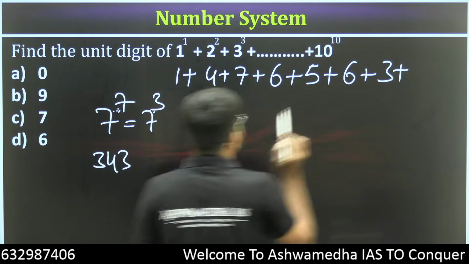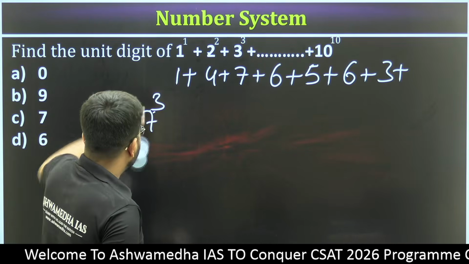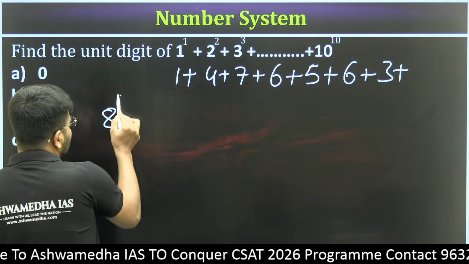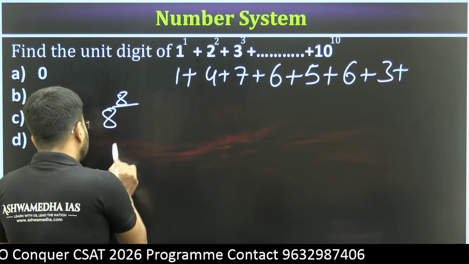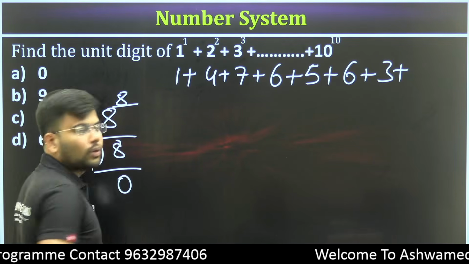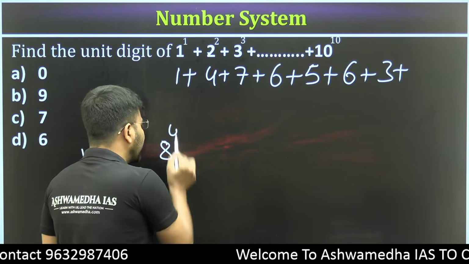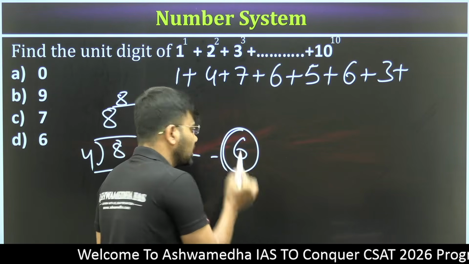3 plus, now take 8 to the power of 8. If it is 8 to the power of 8, take out the power and divide it by 4, cycle of 4. The remainder would be 0. That means it would be equal to 8 power 4. If it is 8 power 4, what is it? 6, 6, 6. I hope it's clear.